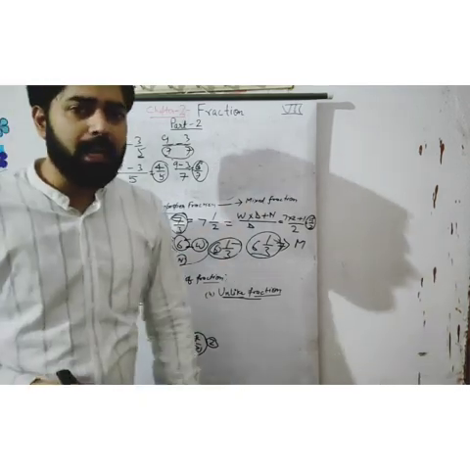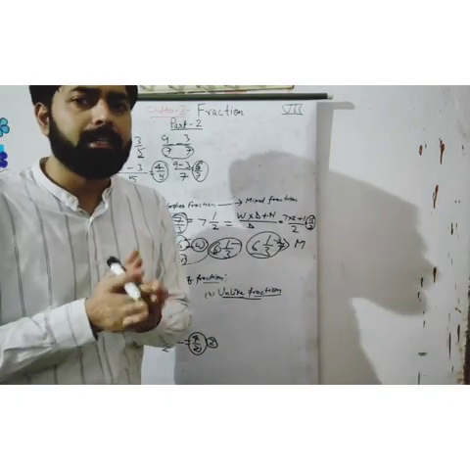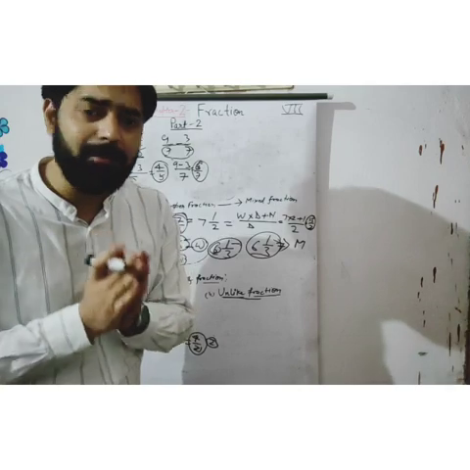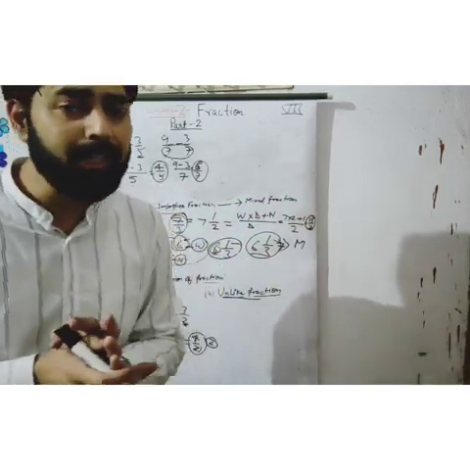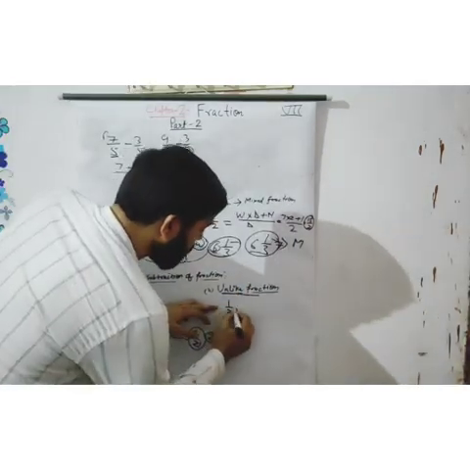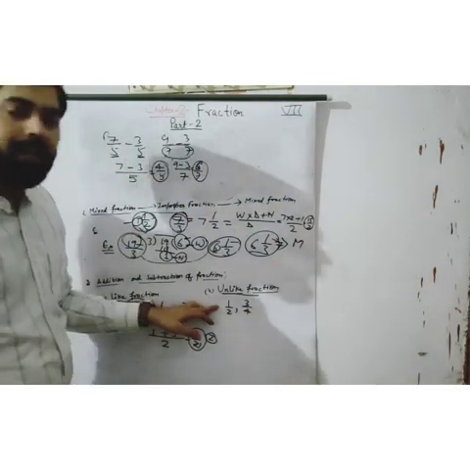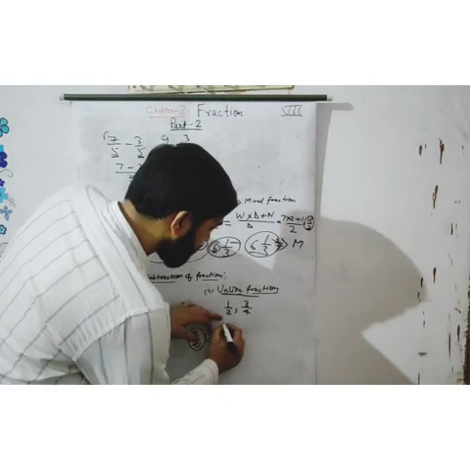Now unlike fractions: if the fractions are given in unlike form, how can we add and subtract? We have a method. By the LCM method, we convert the fractions into like form. Look here, suppose 1 upon 2 and then 3 upon 4. The question says add these two fractions. So how can we add?